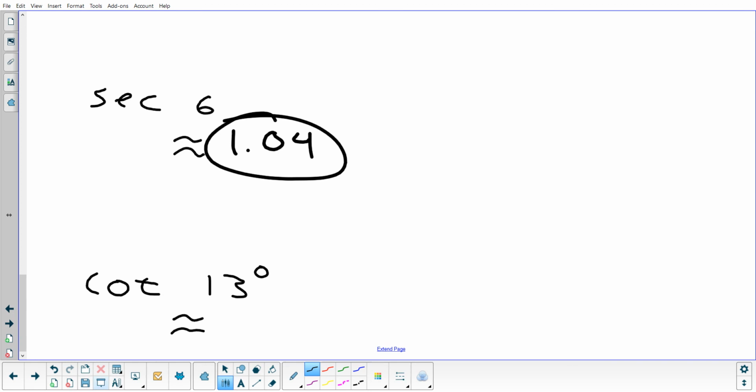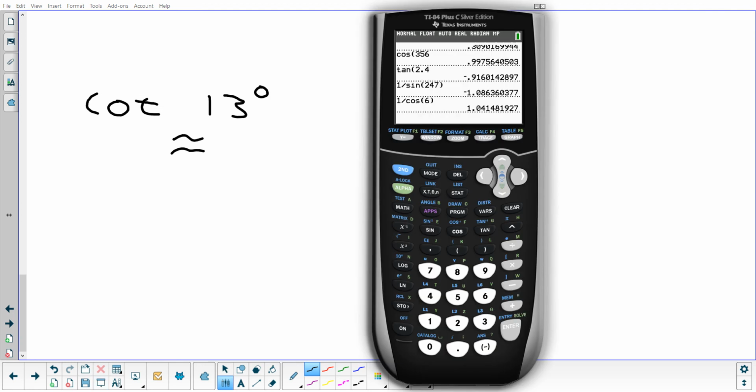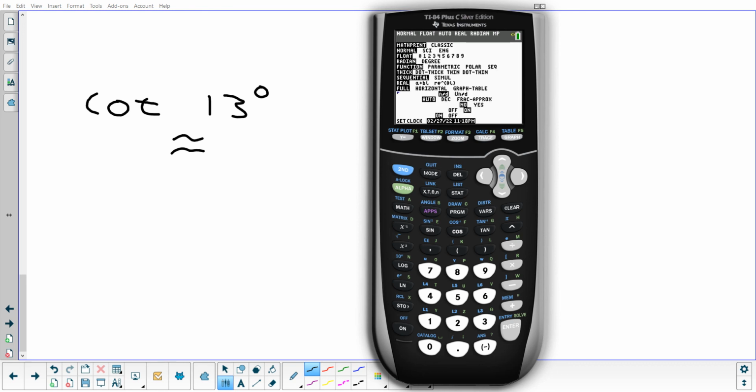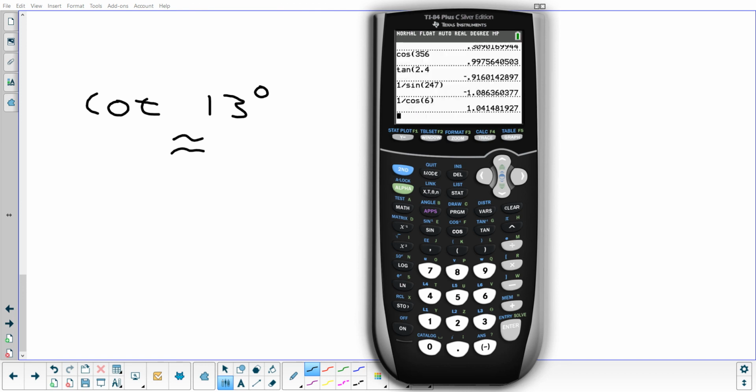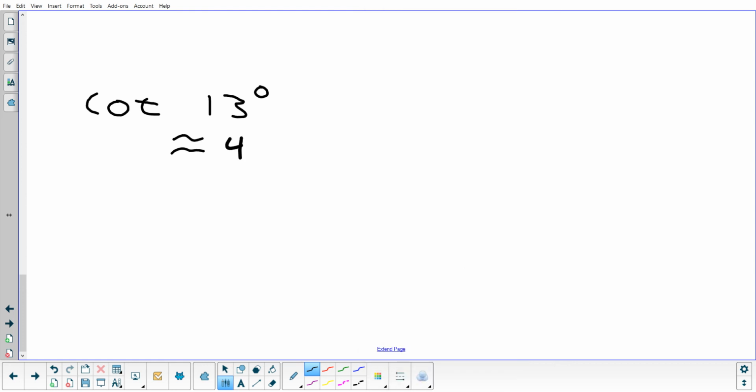And last one, cotangent of 13 degrees. How would I put in that one? Noah? You want to go into degrees first? To degrees again. All right. And then 1 divided by tan. Yep, 1 divided by tangent of 13. You should get about 4.33.